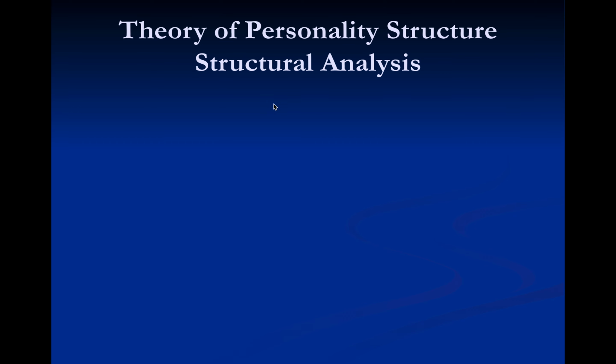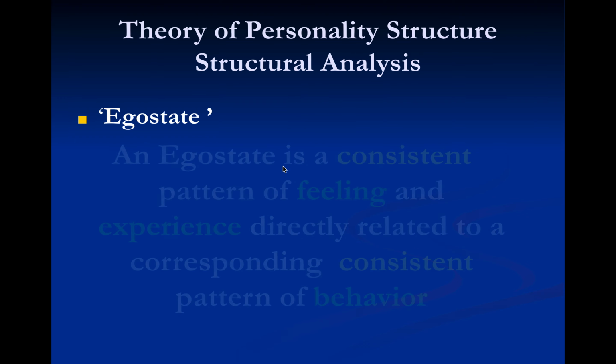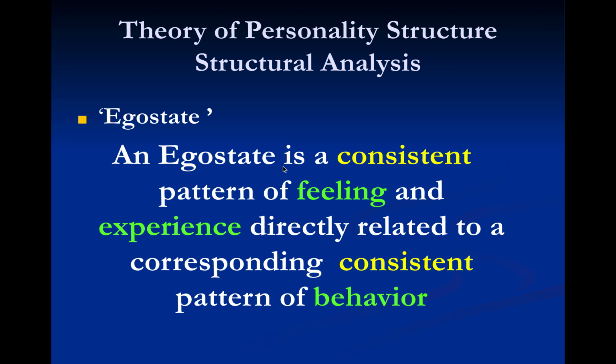Based on this neurological understanding and based on the theory that Eric Berne developed, we are now going to learn about the theory of personality structure. It is called structural analysis in TA. The basic unit of personality has been defined by Berne as the ego state. An ego state is defined as a consistent pattern of feeling and experience directly related to a corresponding consistent pattern of behavior. So here you can see that feeling, experience and behavior go together. It is a state of mind in which a unit of feeling, experience and behavior always goes together.